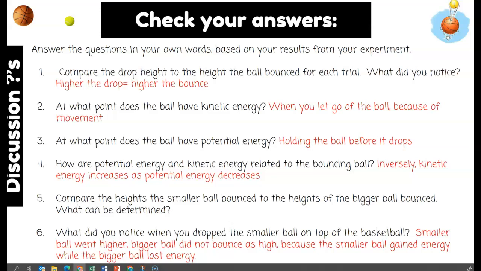The last question, what did you notice when you dropped the smaller ball on top of the basketball? Well, I hope you noticed that the second ball went higher and the bigger ball did not bounce as high, because when that big ball came up and hit the smaller ball, the smaller ball took the energy and bounced higher, while the bigger ball lost the energy and kind of stopped bouncing. I hope that's what you saw.